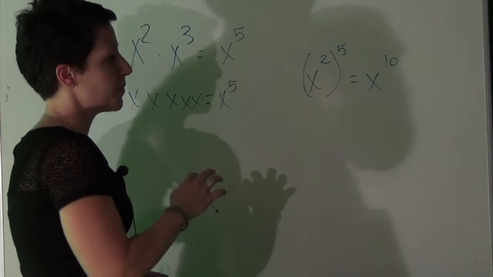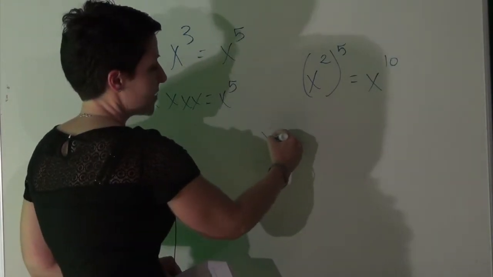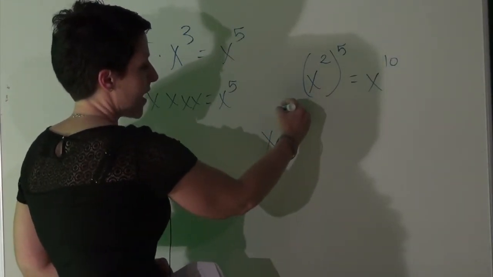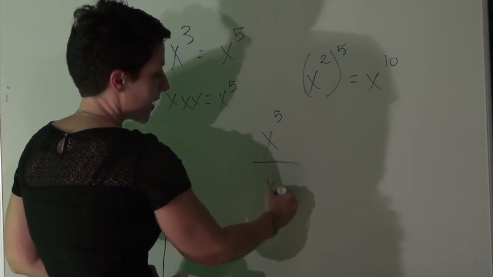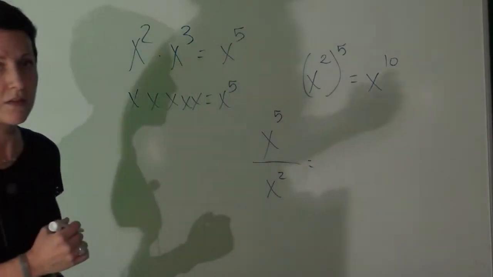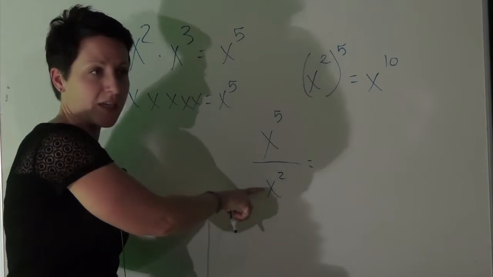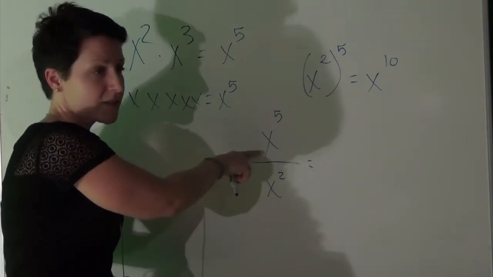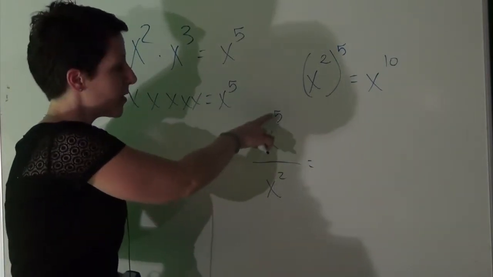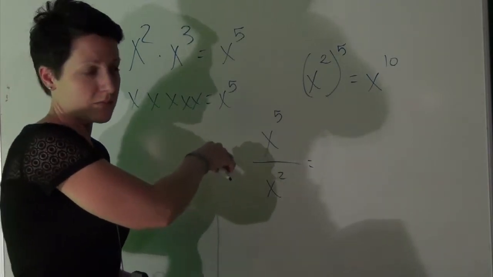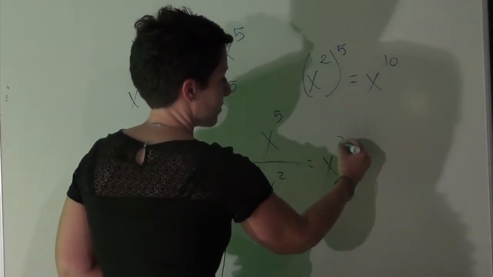Now, the next rule would be when we're dividing exponents. So if I have the same base and I have x to the 5th divided by x squared, on this problem, I'm essentially going to take 2 of these x's and cancel out with 2 of these x's here. So it allows me to just go ahead and subtract them. So here I would get x to the 3rd.